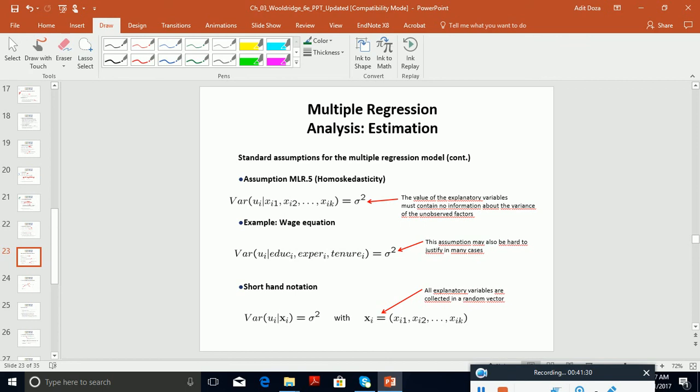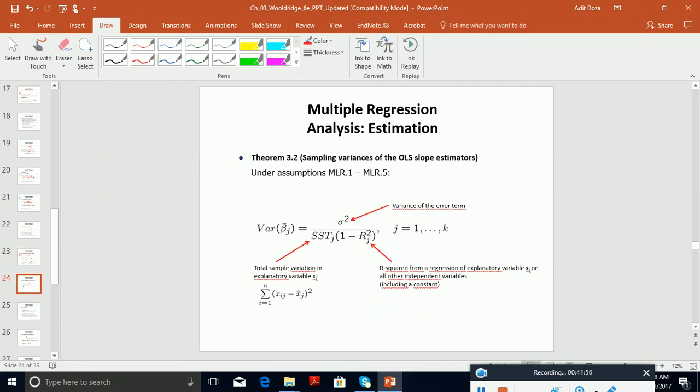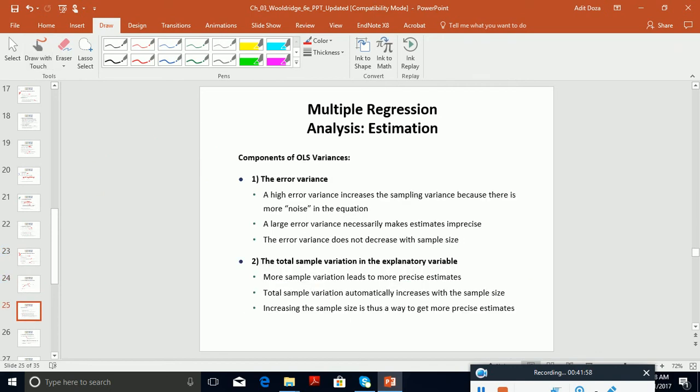And also homoscedasticity should be there. The explanatory variables should not contain any information about the U. Not only that, they should not contain any information about the variability of the U. That's one of the important assumptions. So all are similar, like OLS, the multiple regression model, similar in nature.